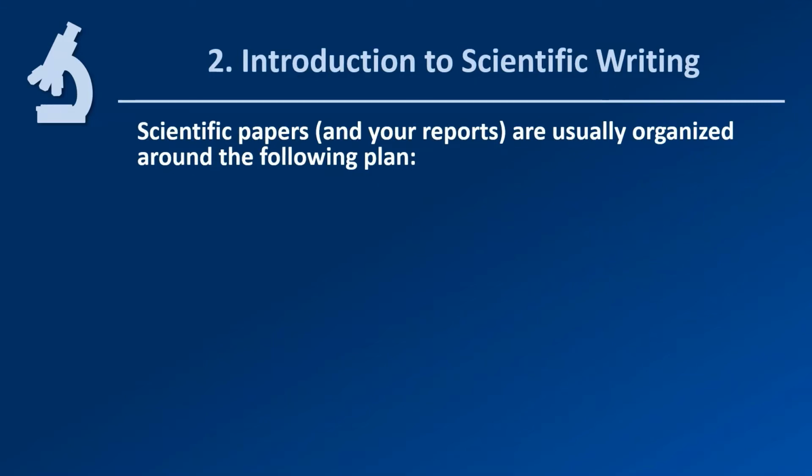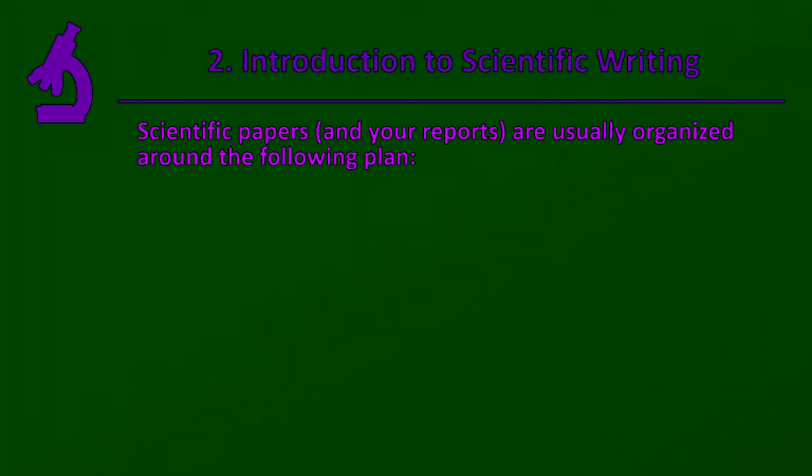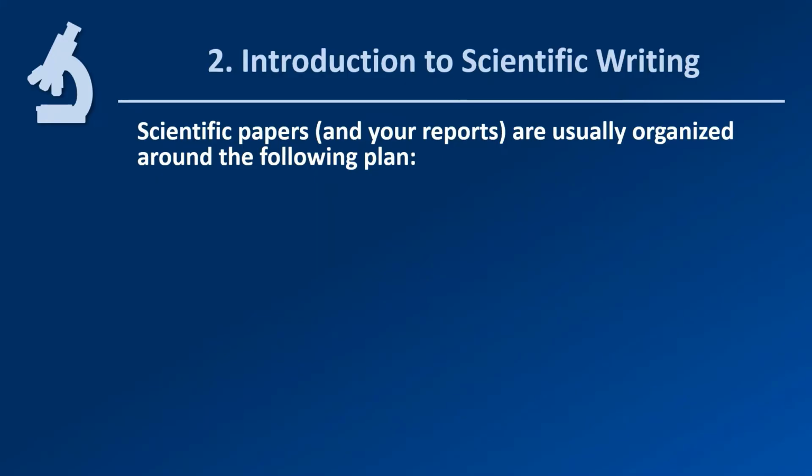Part two of today's lab is we're going to learn a little bit about scientific writing. So what I want you to do, if you haven't done so already, is look at Appendix A. Appendix A talks about what a scientific paper is going to look like and what your lab reports are going to look like. Scientific papers and your lab reports usually are organized around the following things.